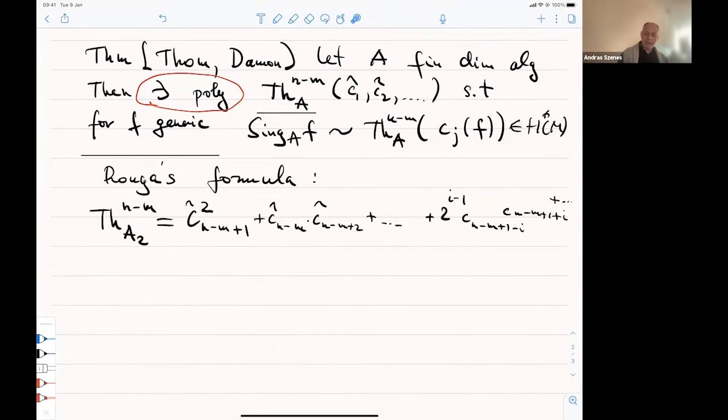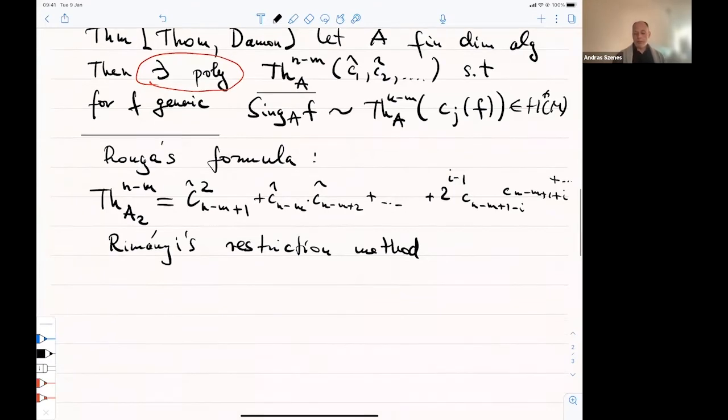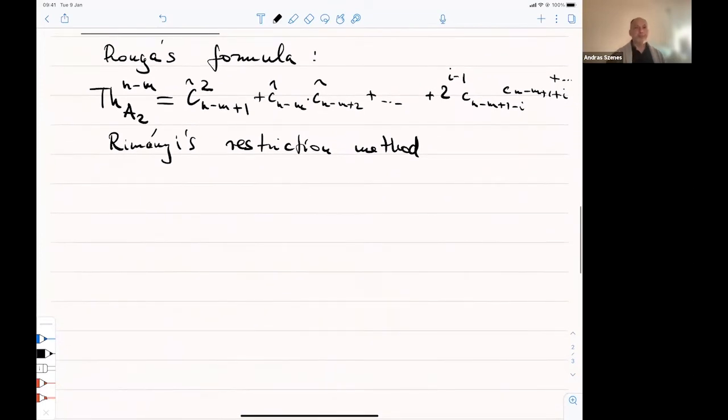There was big progress made by Rimanyi in the early 2000s, I think. Rimanyi's restriction method, which allowed one to calculate various coefficients in this series. While his solution for various algebras was not complete, it gave some important partial results and also ways, of course, to check any calculations that you would make.